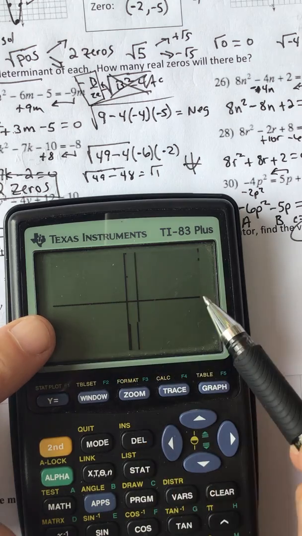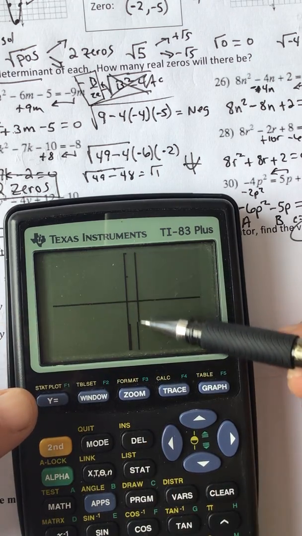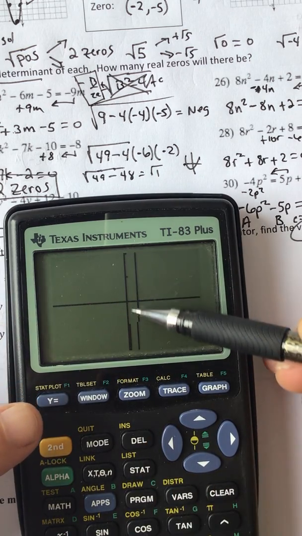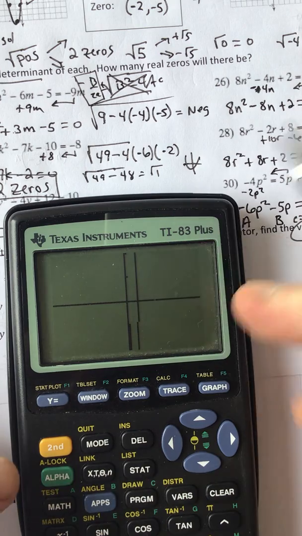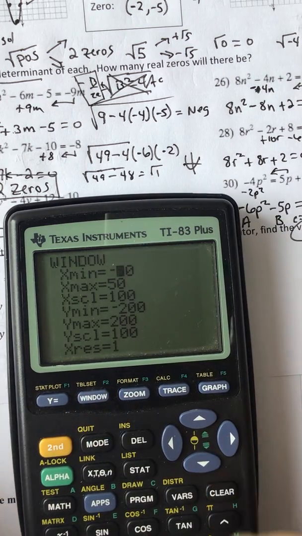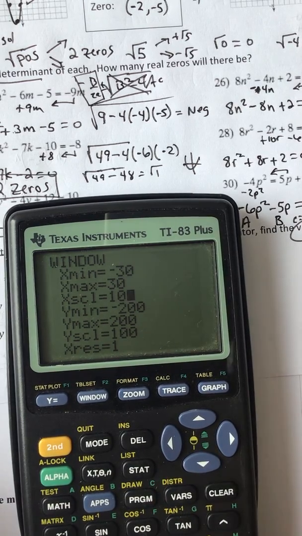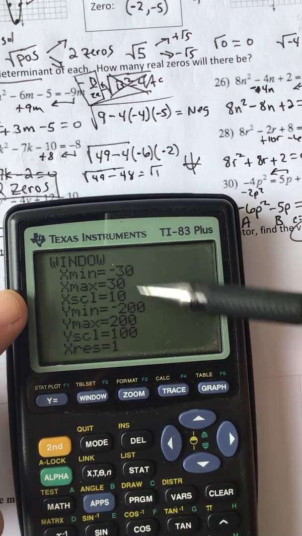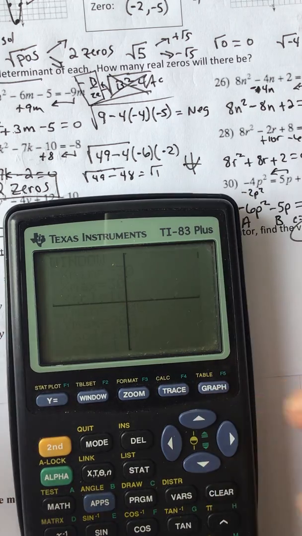Now the x is negative 50 to... Okay, see what happened? Yeah, it was too wide. It's coming back up already, right there. It's right on the x-axis. So I was too wide from that. How about I just go out to maybe negative 30 to positive 30 and count that one by tens. So it's going sideways 30, it's going up and down to 200.